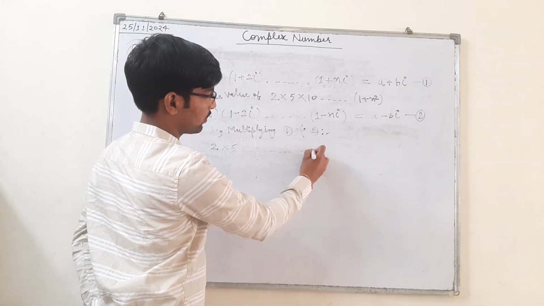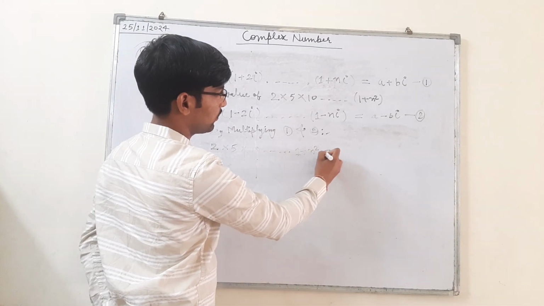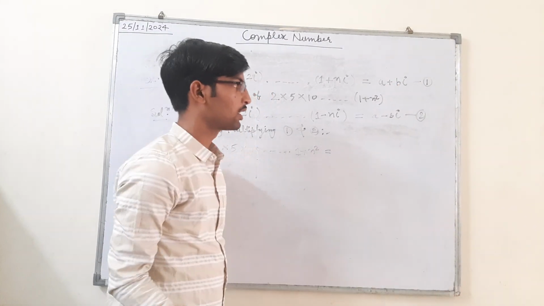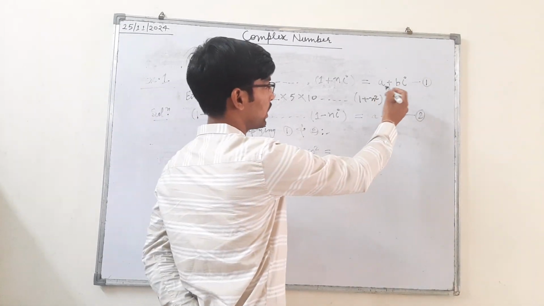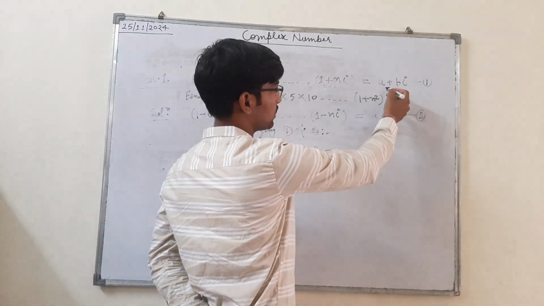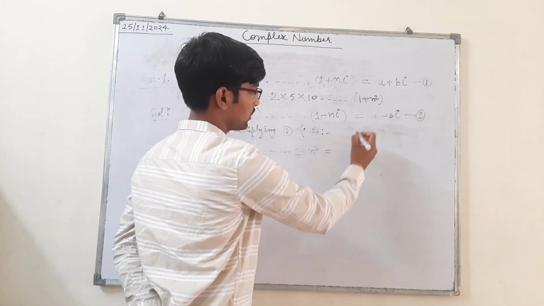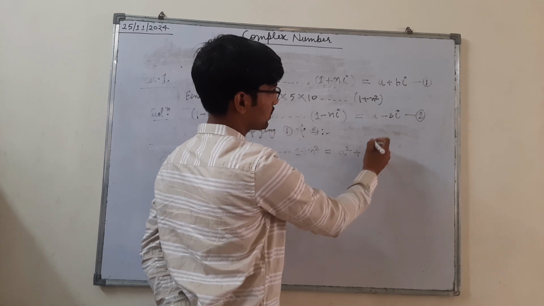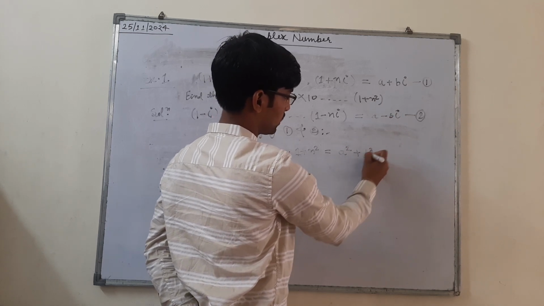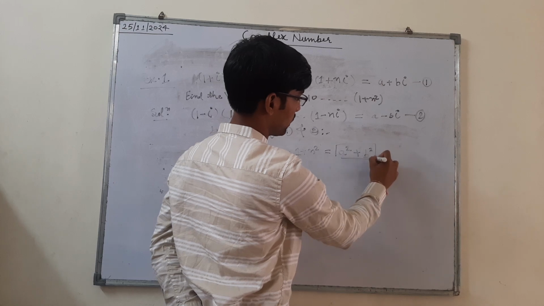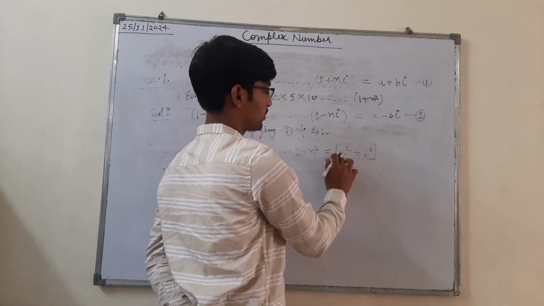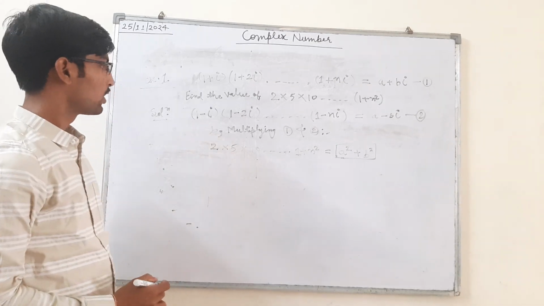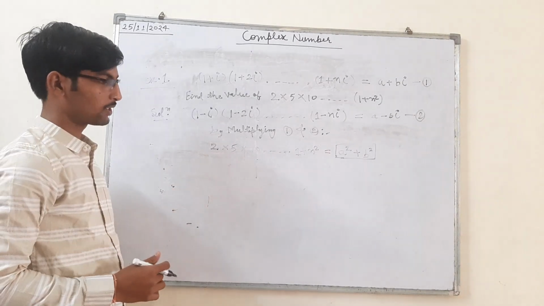And if we find the multiplication of a plus b iota and a minus b iota, the formula we apply is a plus b and a minus b. Then it is equal to a square plus b square. That is our answer, a square plus b square. So like this we can study complex numbers. This is one example, and thank you.